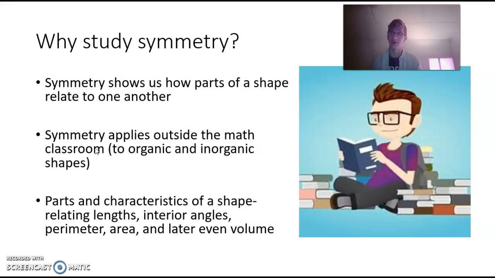And then perimeter and area. If we find the perimeter of half the shape and know that we have a line of symmetry, we can just double that perimeter and then later even double the area because we know where these lines of symmetry exist.